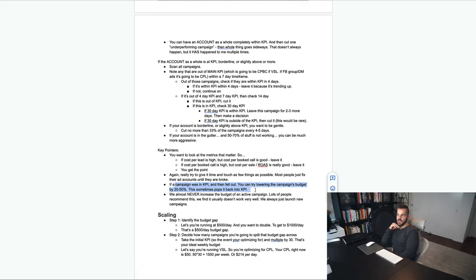So in most cases, now that I think about it, if you were running something at $2,500 a day, you might take it down to 2,000, right? So as it gets to bigger budgets, you want to err on a lower percentage, if that makes sense.